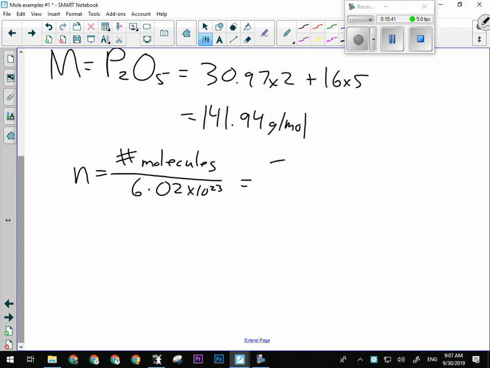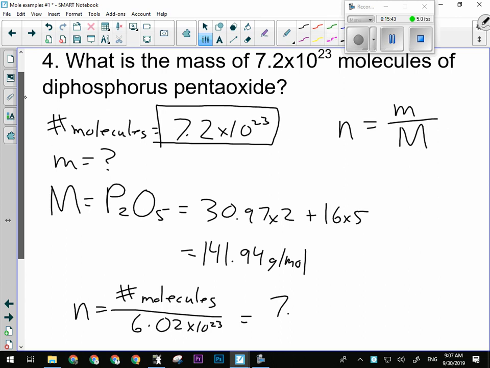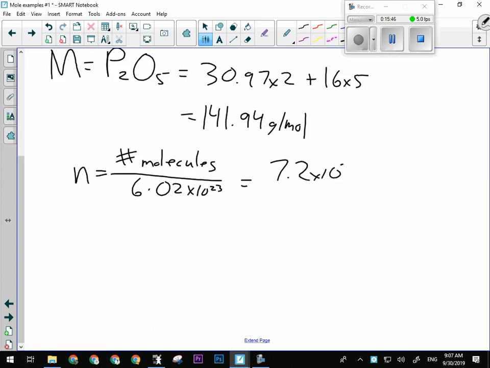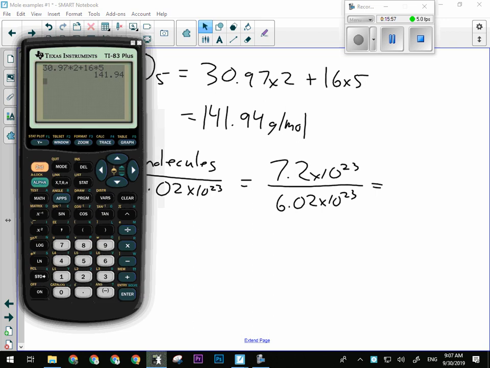So I'm going to go 7.2 times 10 to the 23 divided by Avogadro's number. That'll give me my number of moles. It's going to be like 1 point something. To do that, we have to bracket both of those numbers. So I'm going to go bracket 7.2, hit the second function and the comma to get my E, 23, end that bracket. Then I'm going to divide by Avogadro's number: bracket 6.02, second function, comma, 23.